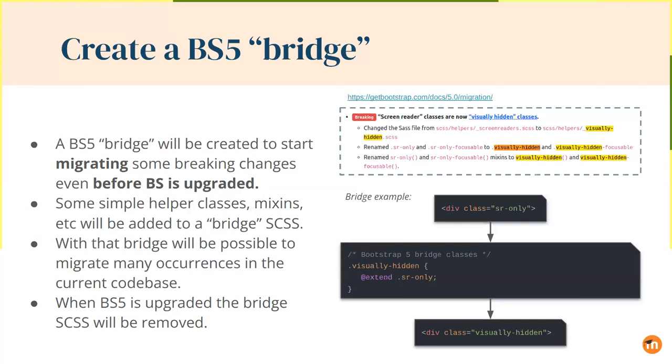The main example in that slide is the sr-only, which stands for screen reader only. It's a class used for accessibility purposes, and we use it a lot because we are AA accessible. And this should be replaced by visually hidden. So it's easy to create a rule in Bootstrap 4 that uses the same rules as screen reader only, but with the name visually hidden.